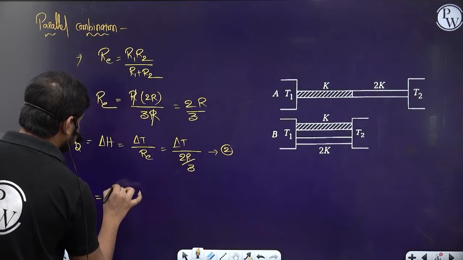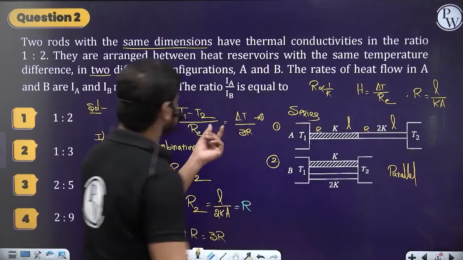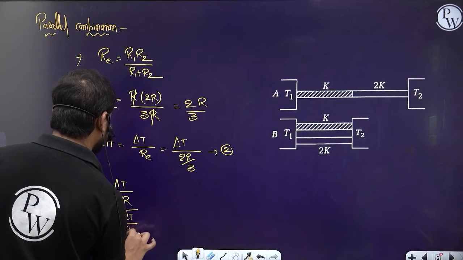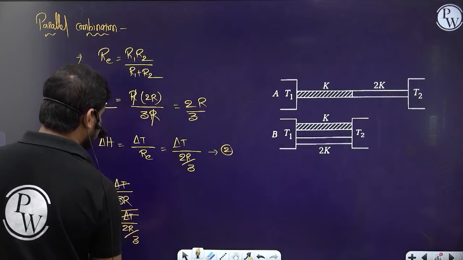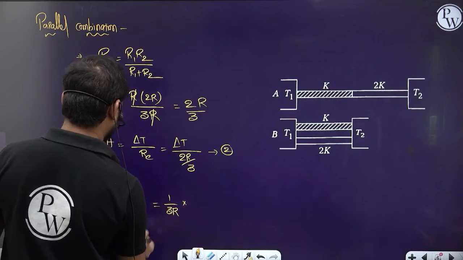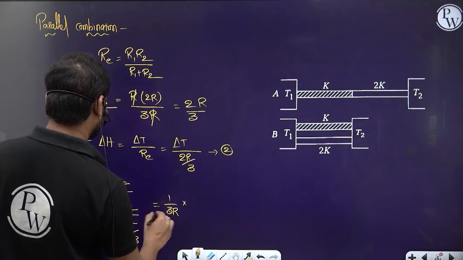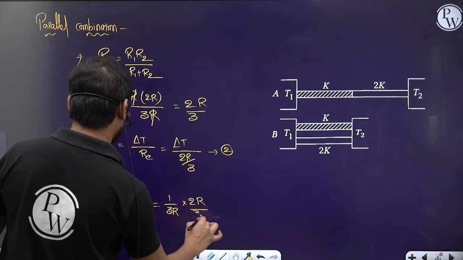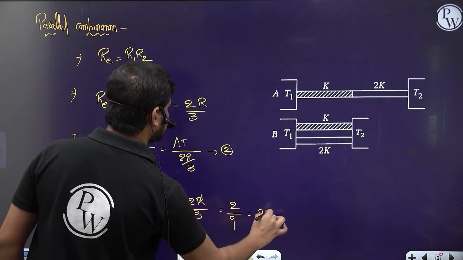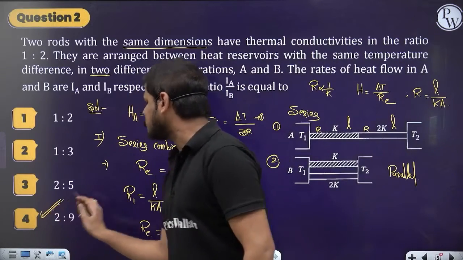So what is IA? Which is delta T by the R equivalent that we got, 3R. And IB is delta T by 2R by 3. Alright, so delta T gets cancelled. So I can write 1 by 3R into this will go up. So this is 2R by 3. From here R gets cancelled. So 2 by 9, which is nothing but 2:9. So the correct option is 2:9. Option 4 is the correct one.